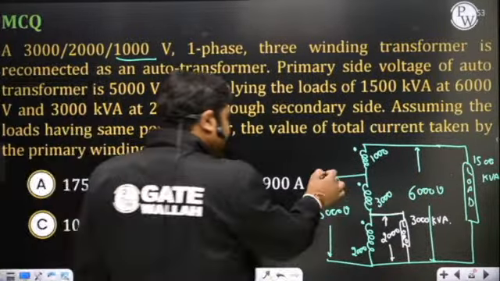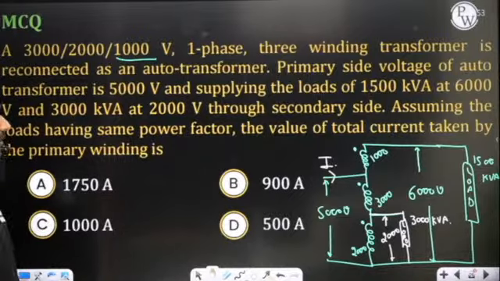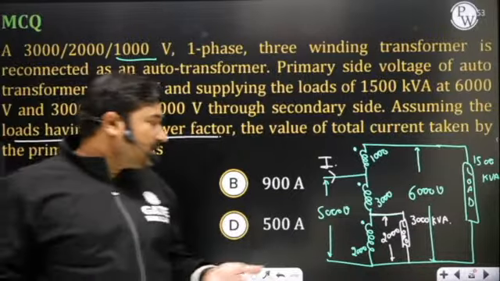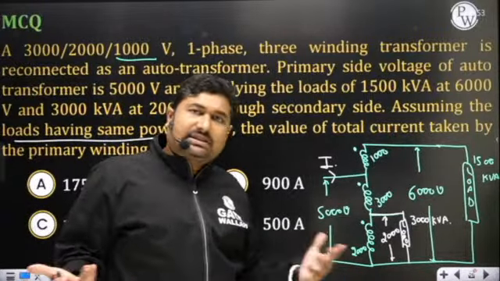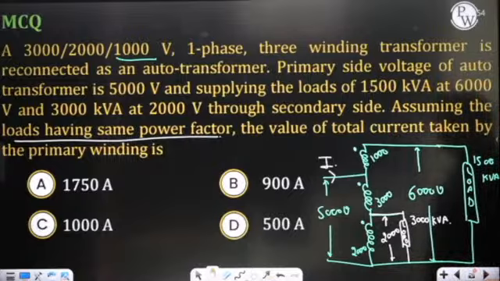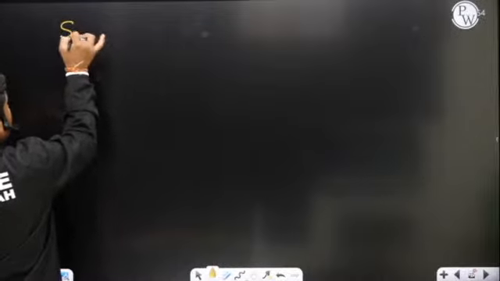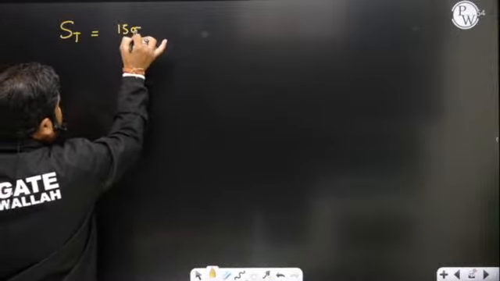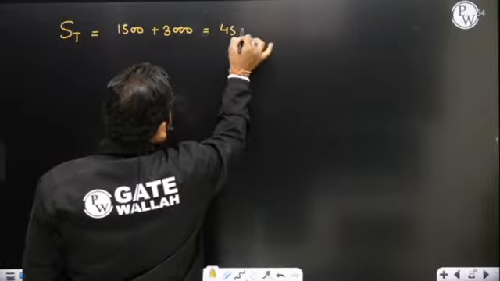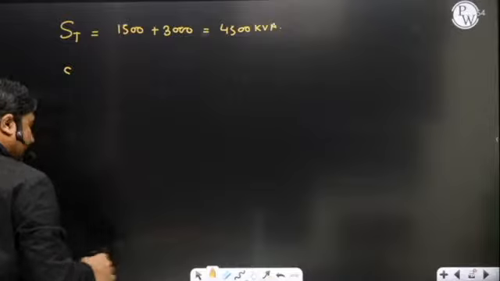We are interested to find the current entering here. Also, it is given that the loads have the same power factor. So when the loads have the same power factor, it means the arithmetical sum of the loads and the phasor sum of the loads will remain the same. So what is the total load onto the auto transformer? The total load is 1500 plus 3000, so this will become 4500 kVA, and the kVA on the input side and output side are the same.